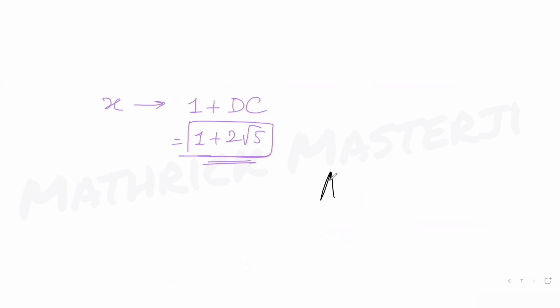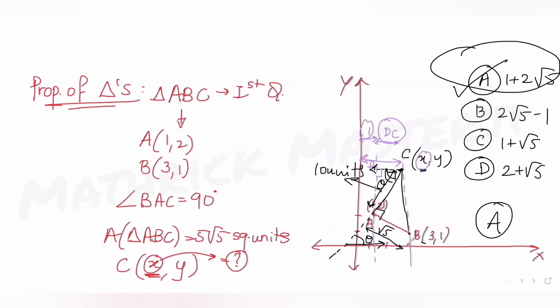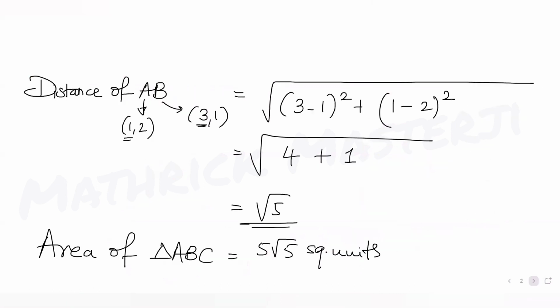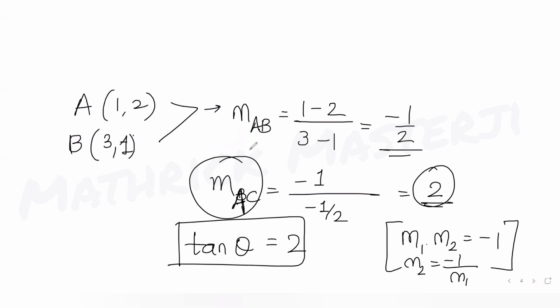I hope you have understood how to solve this type of questions which deals with the ideas of finding the x or the y coordinate of the third vertex of a right angle triangle when two vertices are known. So what we did was we just used that idea. First, we figured out the length of the base using the distance formula, that was root 5. Then we used area of triangle, that is half into base into height, to find the height of the triangle. Once I got the height, I found the slope of the line AB. That also gave me the slope of AC, that comes out to become 2. So I get tan theta as 2.